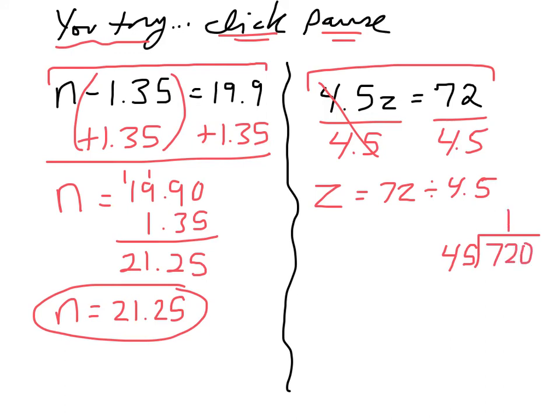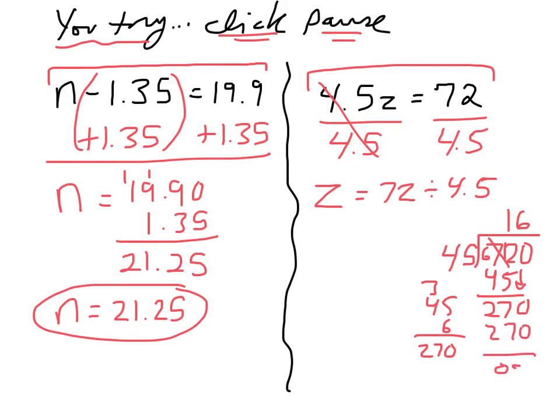45 goes into 72 one time. 72, I have to borrow from there, make that a 6. 12 minus 5 is 7. 6 minus 4 is 2. Bring down the 0. 45 goes into 270. 4 times 5 would be 225. 6 times would be 270. So it's an even number. 6 times 45 is 270. So z equals 16.